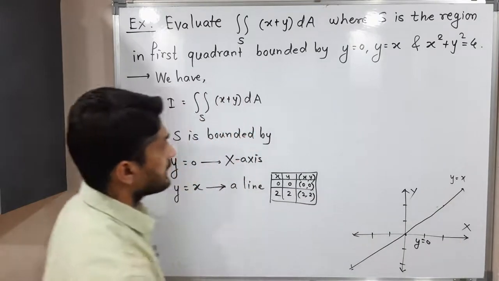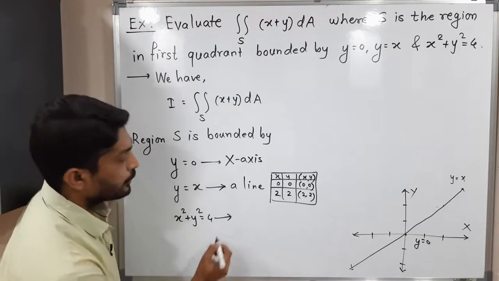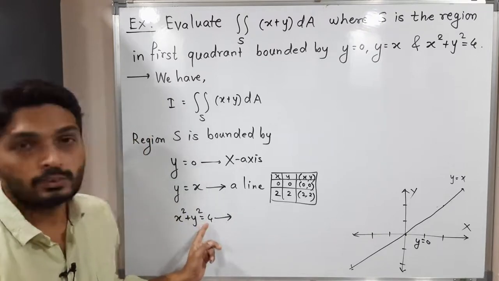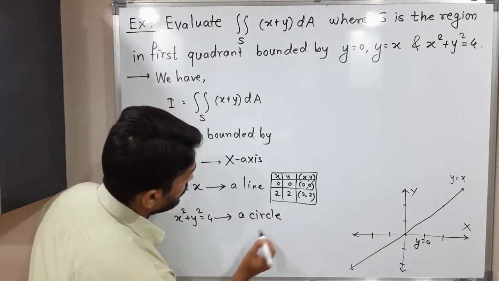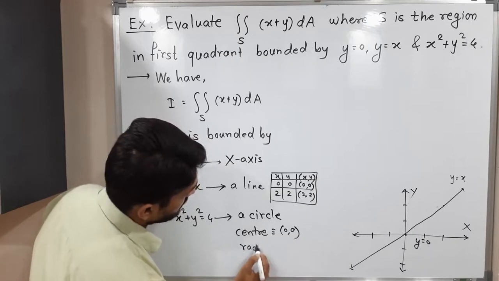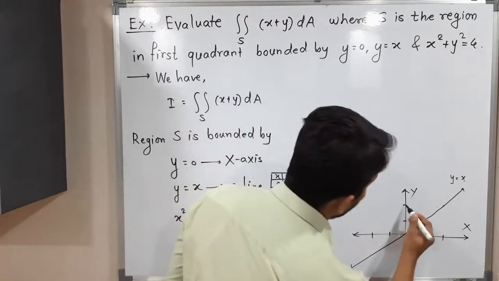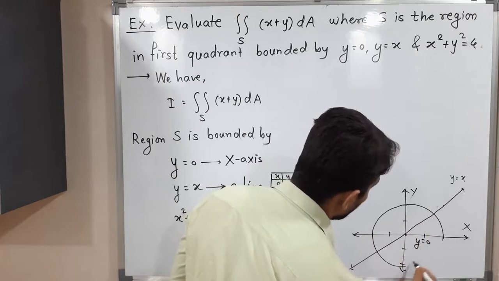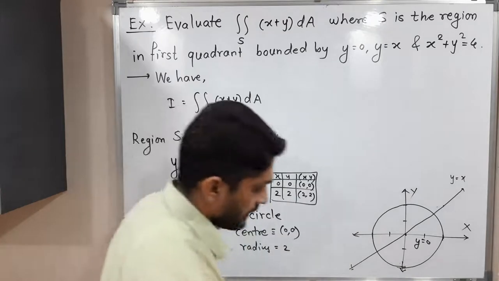The last equation is x square plus y square is equal to 4. You know that this is the equation of a standard circle, with center origin and radius 2, since 4 is the square of 2. Its center is 0, 0 and radius is 2. Let me draw a circle with center 0, 0 and radius 2. I'm drawing a rough sketch. So we have a circle like this, having a radius 2.